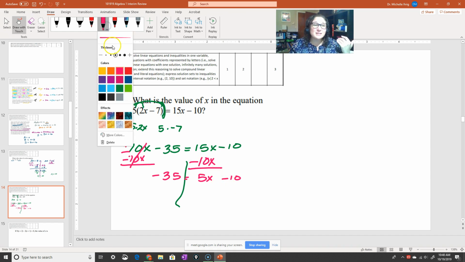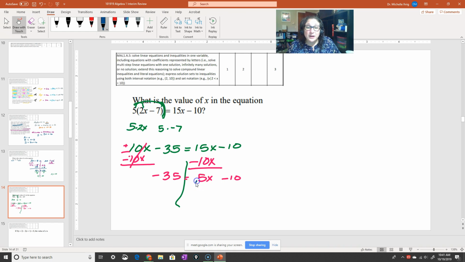Again, I'm trying to isolate that variable. So when I isolate the variable, I got to get it by itself. So when I try to get this by itself, I have to get rid of that negative 10. The opposite of negative 10, subtracting 10, is adding it. Because when I add 10 to negative 10, I get 0. I can cross it out.